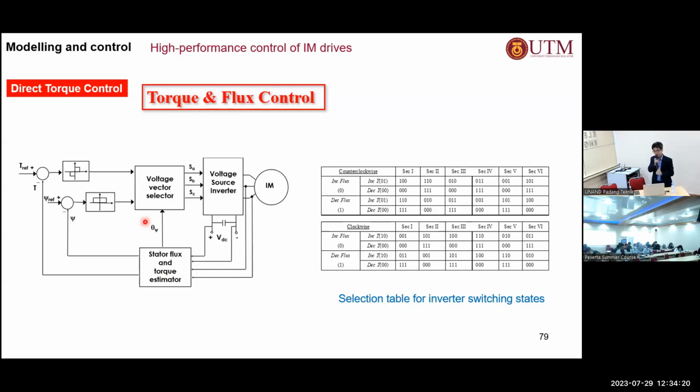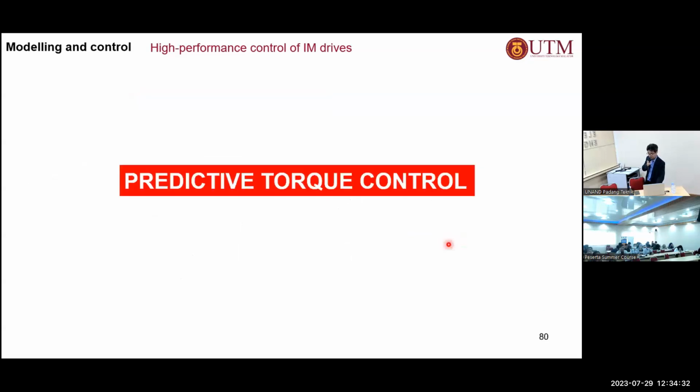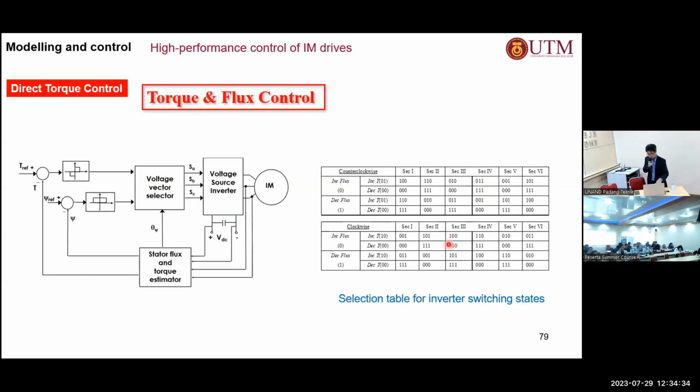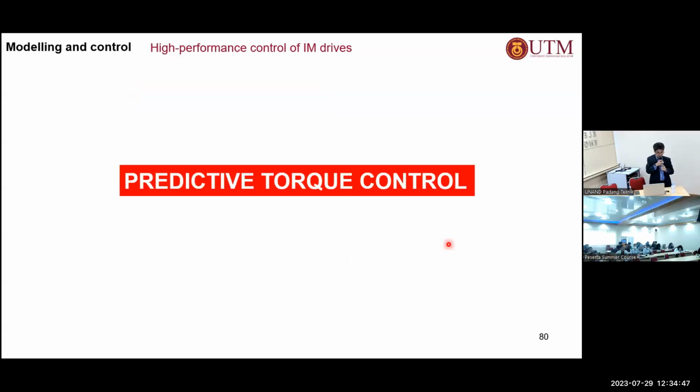So there are 3 indexes to the lookup table: the torque status, the flux status, and the position of the stator flux. And when we construct that, we will end up with a lookup table which is something similar to this, which means that we can control the torque and the flux independently within the hysteresis band.